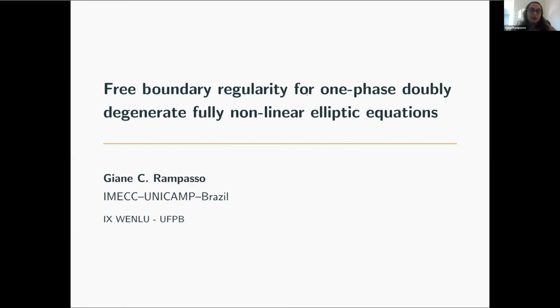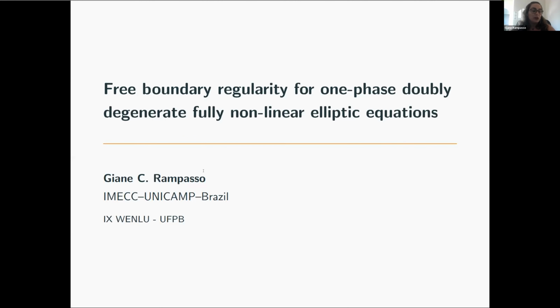Today is joint work with João Vitor da Silva, Gleitson Riccardi, and Dernan Vivas. I will talk about free boundary regularity for one-phase double degenerate fully nonlinear elliptic equations. João Vitor talked about double degenerate models this morning and explained a little about the problem that I will present to you today. So I think he facilitated the understanding of my talk.